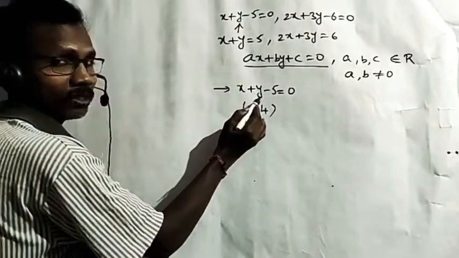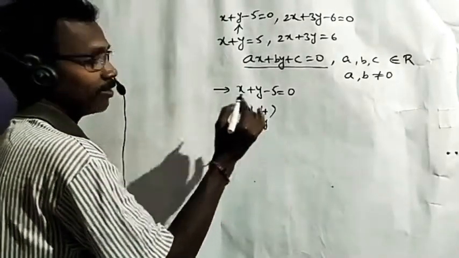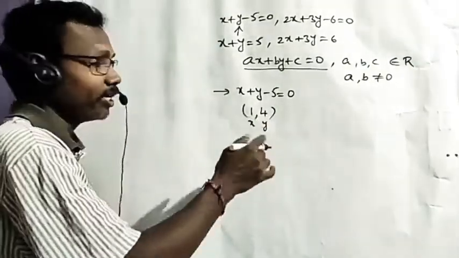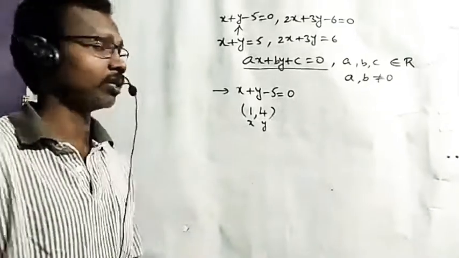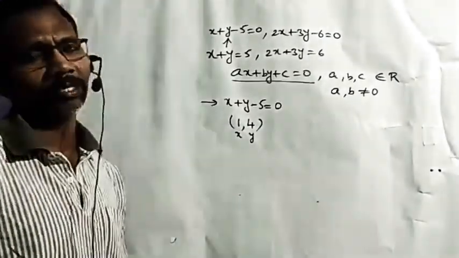See, 1 plus 4 is what? 5. 5 minus 5 is equal to 0. So this is x and this is y. This is the x coordinate, this is the y coordinate. This x coordinate, y coordinate concept together is called the Cartesian plane. Together we will call them an ordered pair. We will discuss this in coordinate geometry.